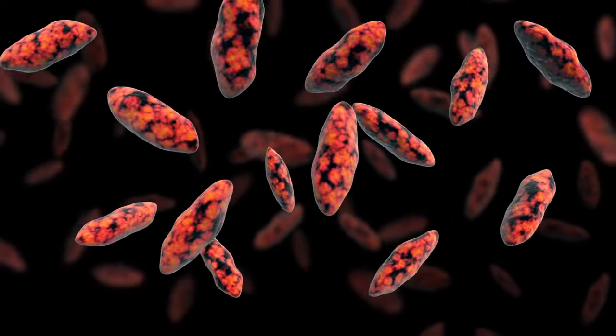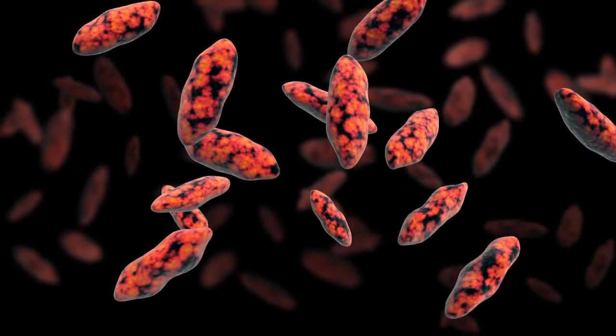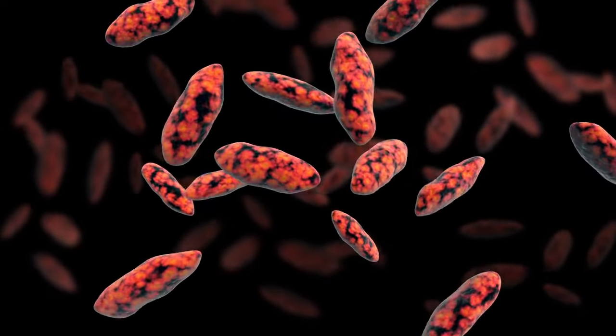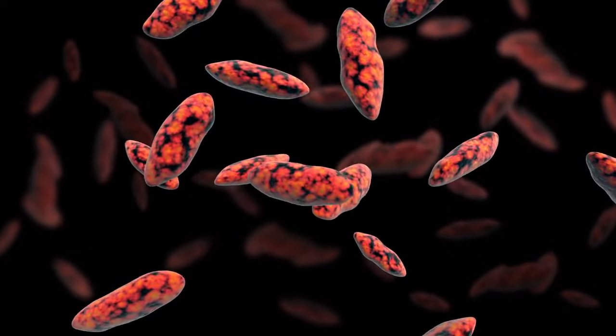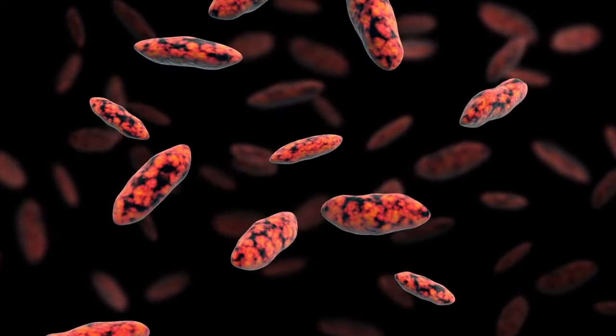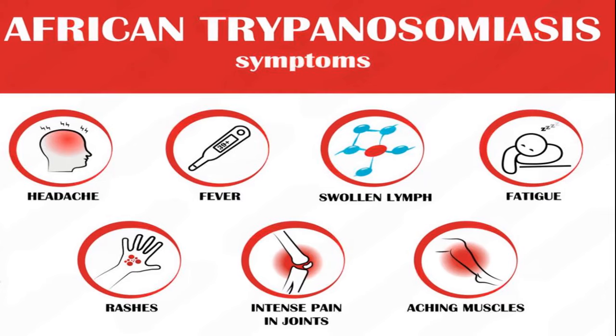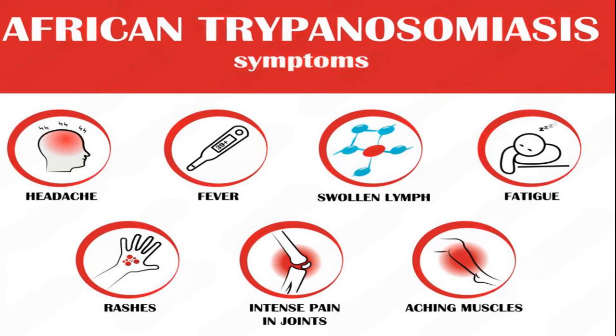Now we will talk about the human host. During a bite, the fly injects metacyclic trypomastigotes into the human bloodstream. These transform into bloodstream trypomastigotes, which circulate, multiply, and spread throughout the body, invading blood, lymph, and eventually the central nervous system.